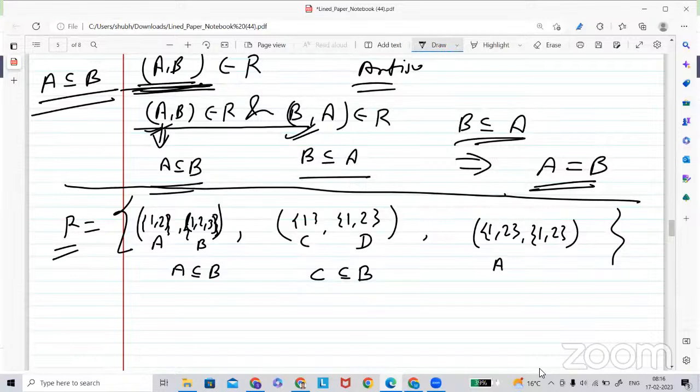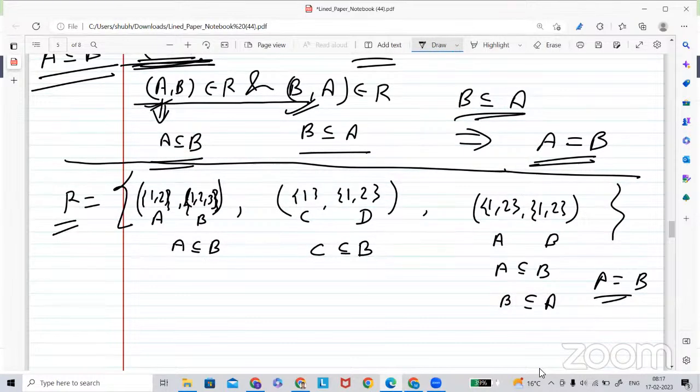So what is given? Suppose this is A and this is B here. A is a subset of B, fine. B is a subset of A, fine. And are these two sets equal, if it is in the relation given? Yes. So actually this relation is antisymmetric.